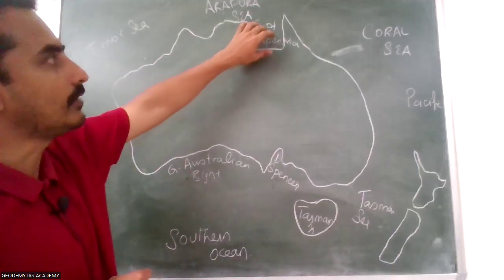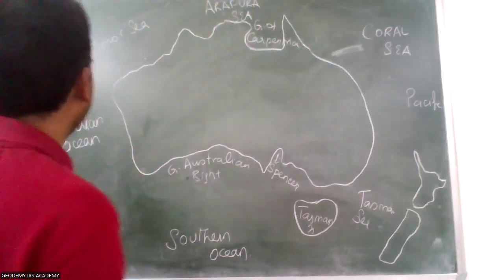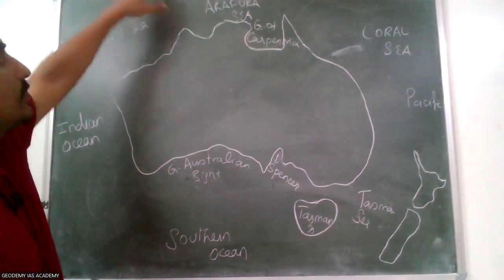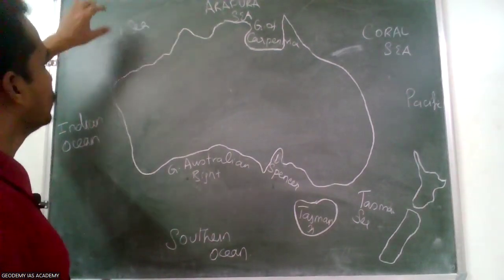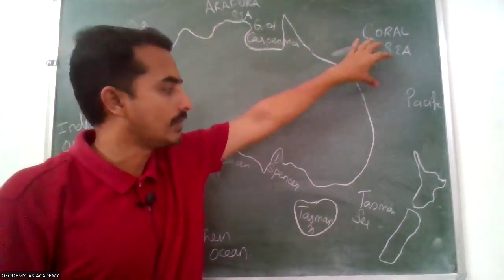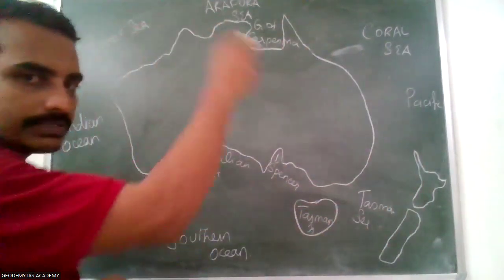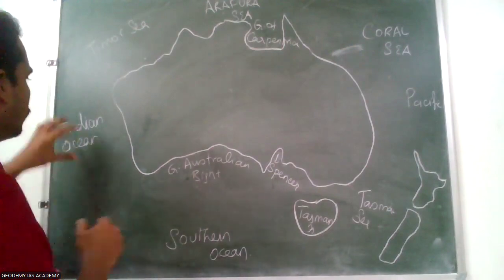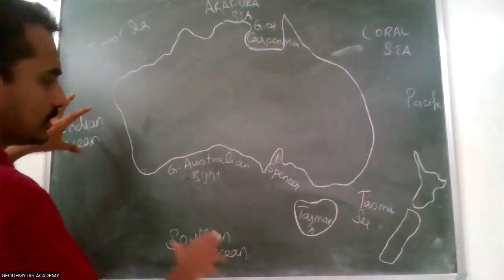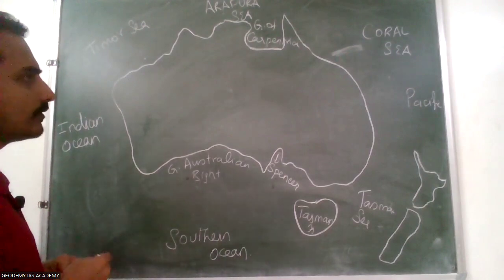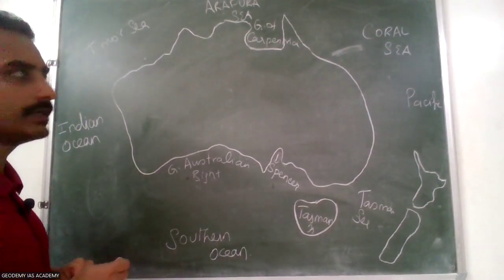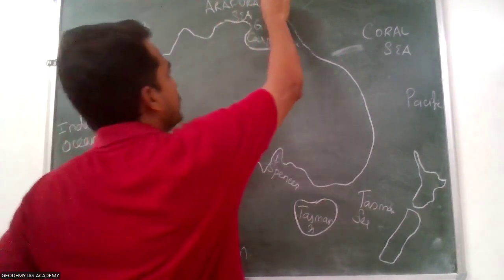Okay, so this is Gulf of Carpentaria. Okay. The Timor Sea, Arafura Sea, and to the north of Arafura, near the Indonesian islands, the Banda Sea is located. Okay, so Timor Sea, Arafura Sea, Coral Sea, Tasman Sea in the clockwise direction. You should remember. Okay, and the oceans are Indian Ocean, Pacific Ocean, Southern Ocean. That's all.